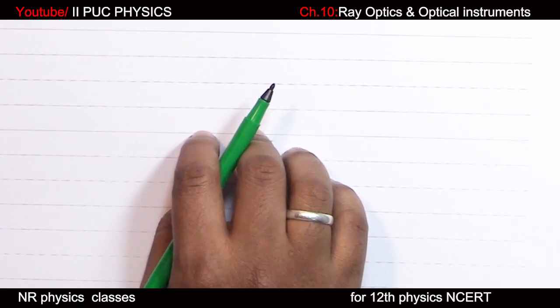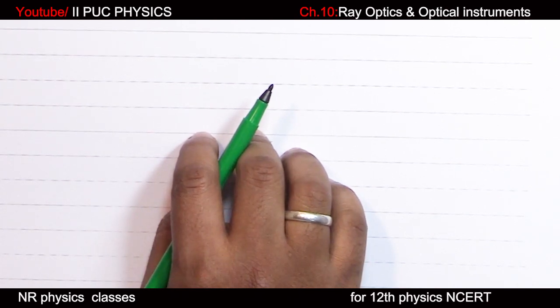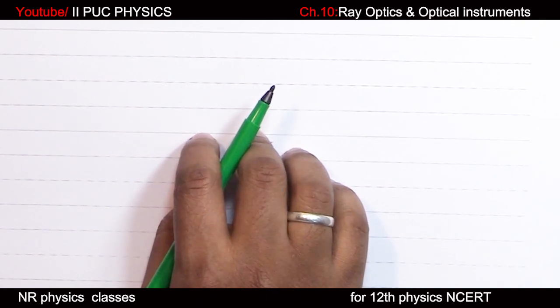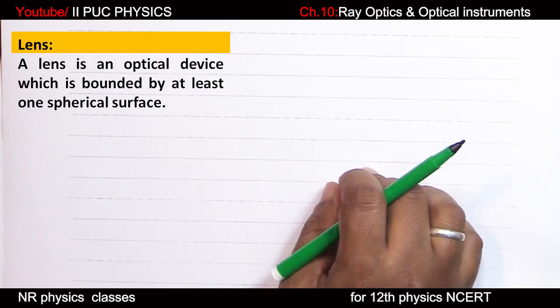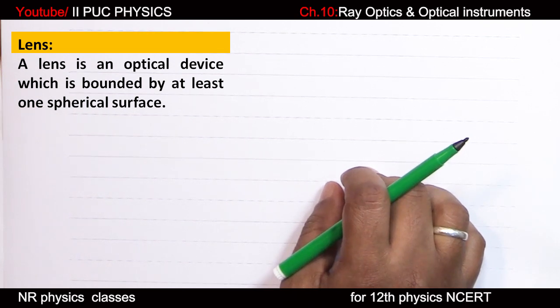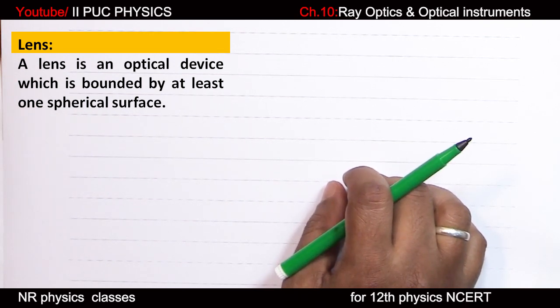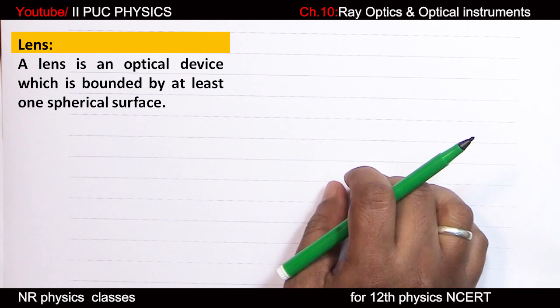In this video lecture, let us cover lenses, types of lenses, refraction through lenses, lens maker formula. A lens is an optical device which has at least one spherical surface.